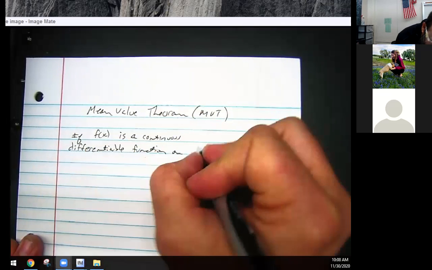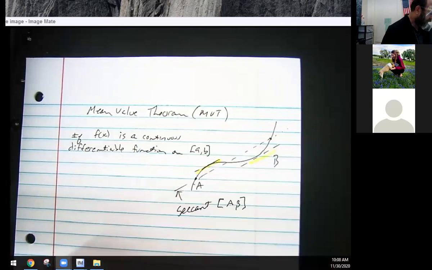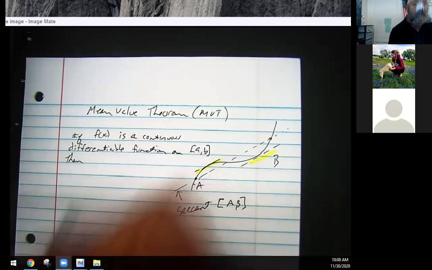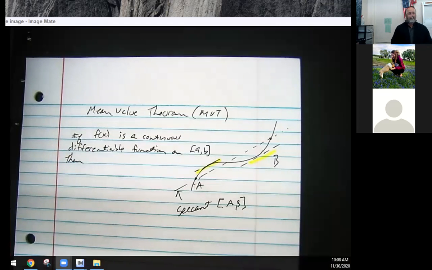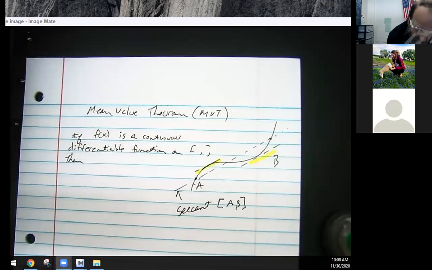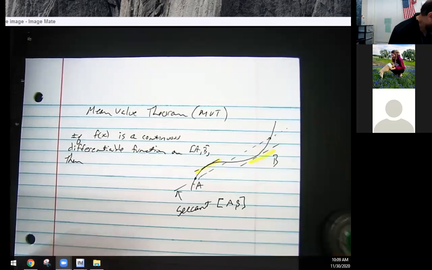on closed interval AB, then, so all of that was just to say that it was a nice smooth curve, no holes, no cusps, no vertical asymptotes. So it's some continuous differentiable function on some closed interval AB. Actually, I probably should use capital A and capital B since I did that in the picture. So cap A, cap B.